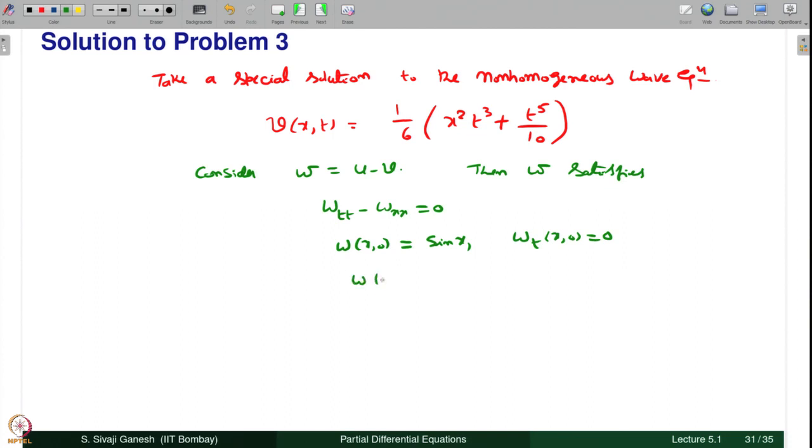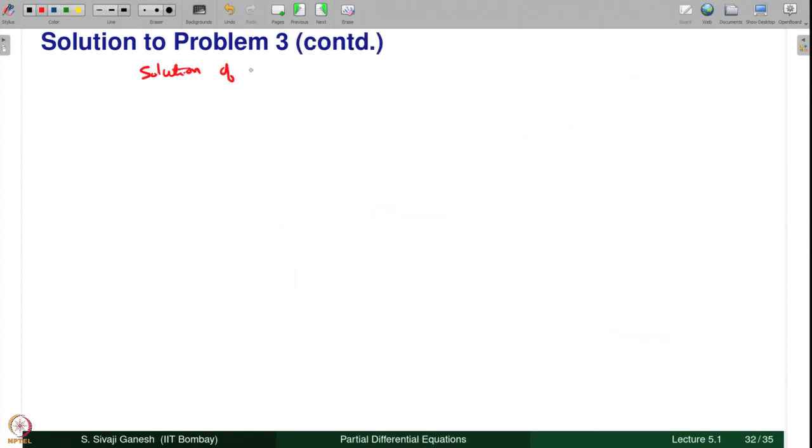But now the problem is the boundary condition. That turns out to be a non-zero function, but we do not bother because we have the parallelogram identity with us, which will give us the solution to problems like this even if the boundary data is non-zero. Solution of the problem for w. Remember, we want to find w of (1, 2).